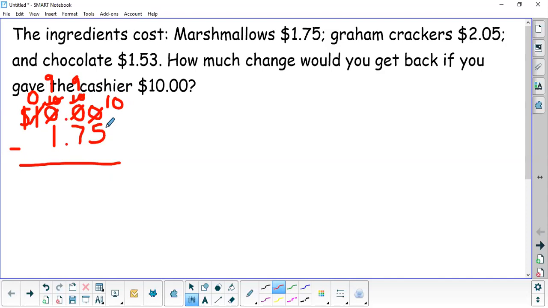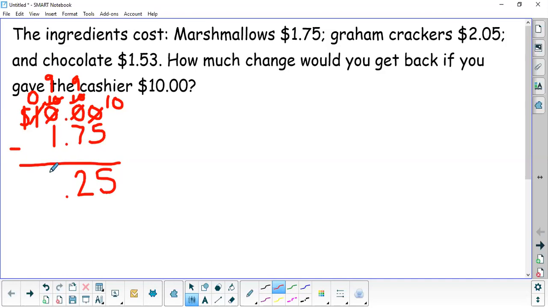So I've done all my regrouping. So now I just have to do the subtraction. So 10 minus 5 is 5. And I need to make sure to line that up as well as I can. 9 minus 7 is 2. Now I need to drop down the decimal.